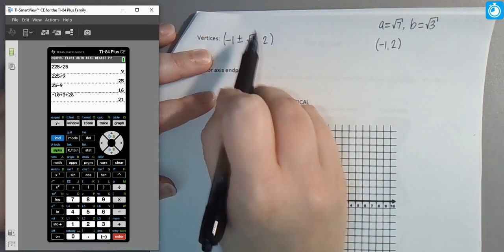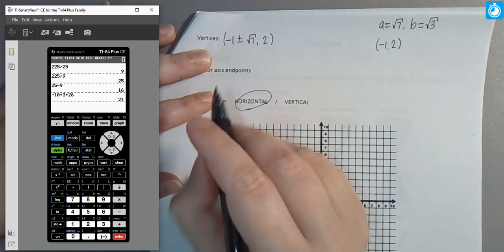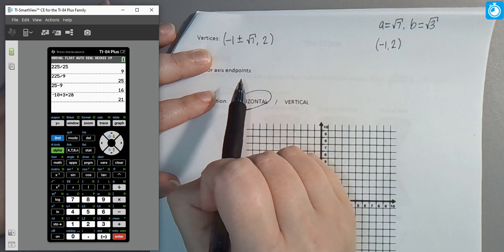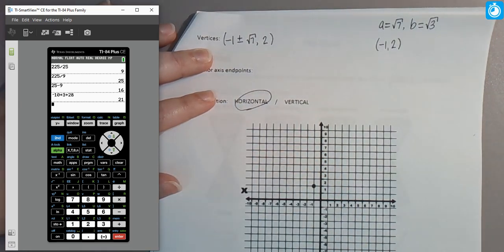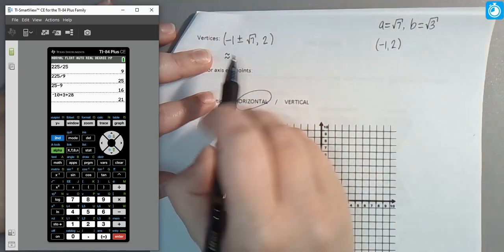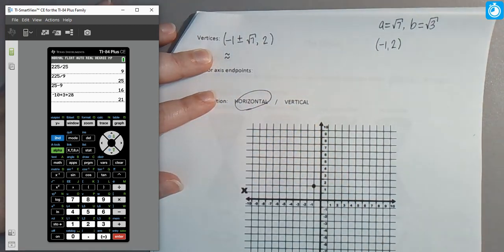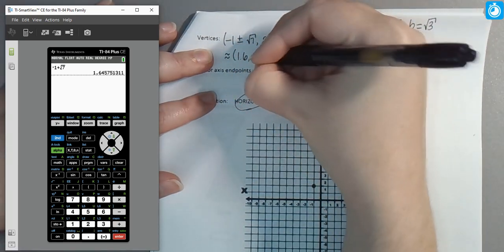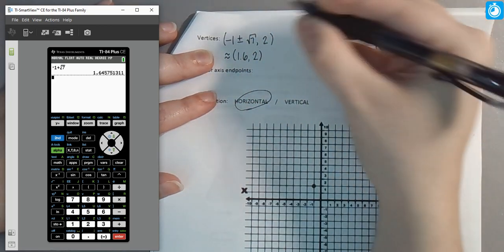Now, what does this actually mean, though? Well, these are the exact values. So if we split this up into -1 plus root 7 and -1 minus root 7, those are the actual x-coordinates for our vertices. But those are not going to be particularly easy to graph. So for purposes of graphing, ideally we want to approximate what those two x values are going to be. So our first x value is going to be -1 plus the square root of 7, which is approximately 1.6. We'll call that 1.6. So 1.6 and 2.